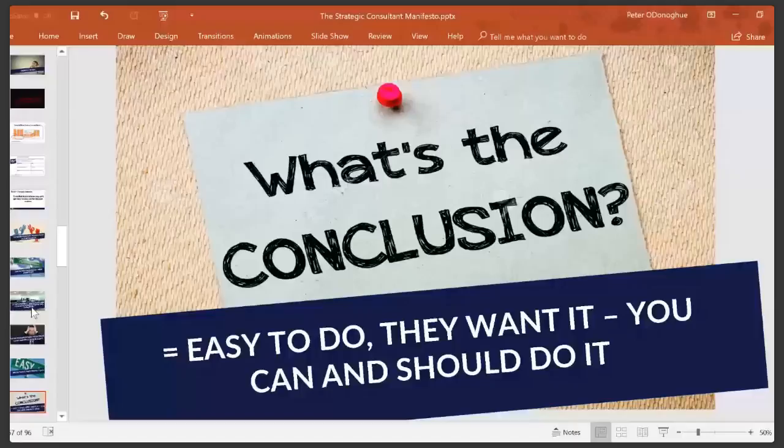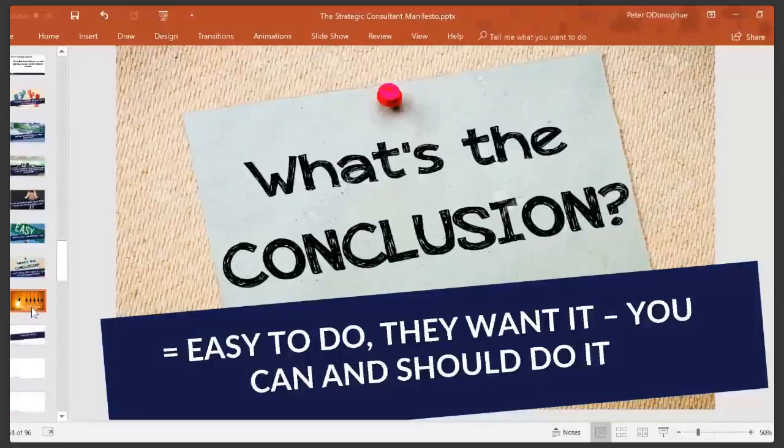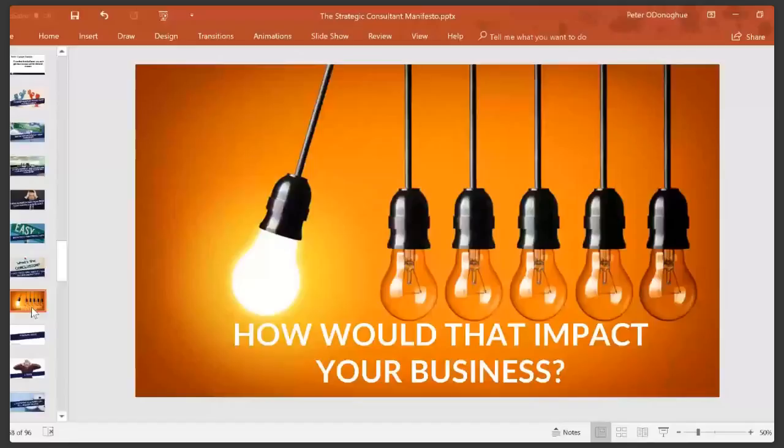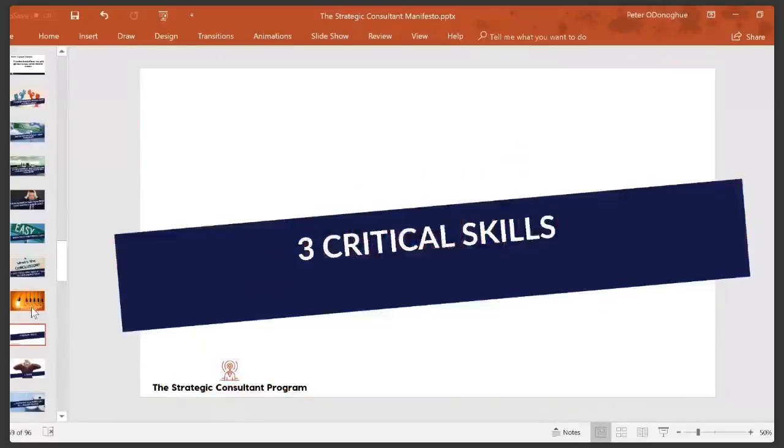So think about the beliefs of your marketplace and the prospects you're targeting. If you are a generalist consultant, you can never, ever dream of getting to this level of accuracy in your pitch. So how would that impact your business? Understanding your marketplace that well, how would that impact your business? Type it into the chat box and let me know.